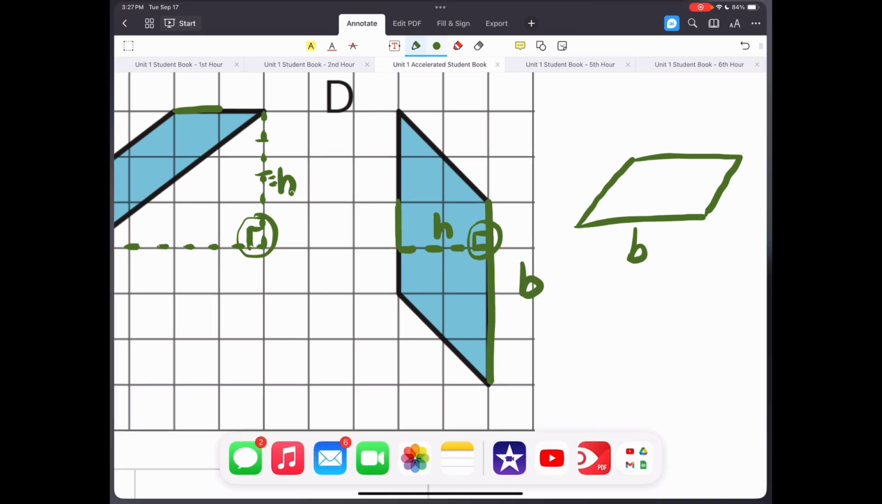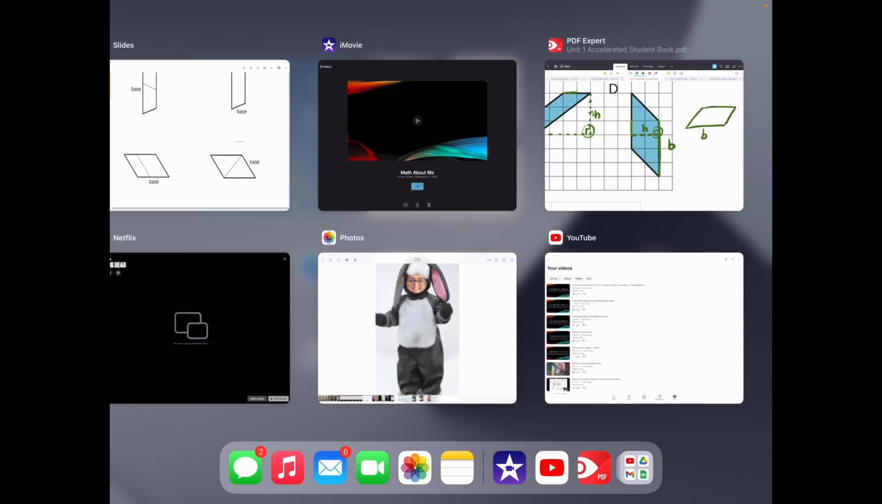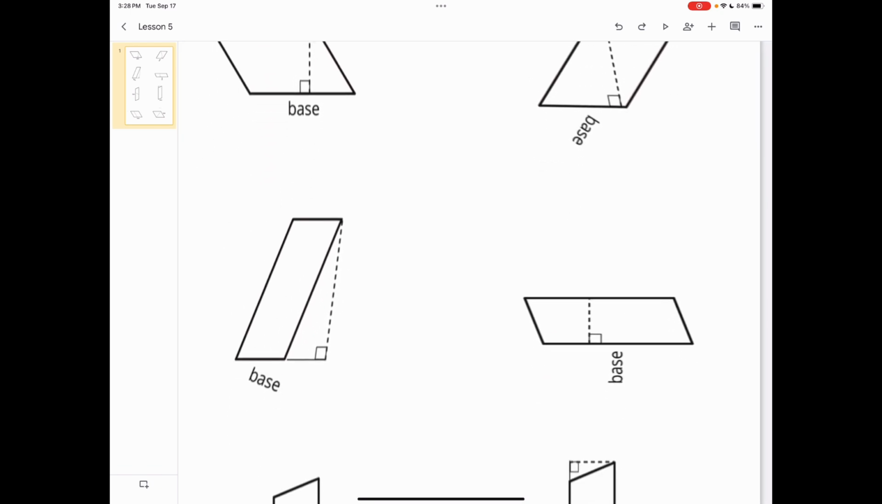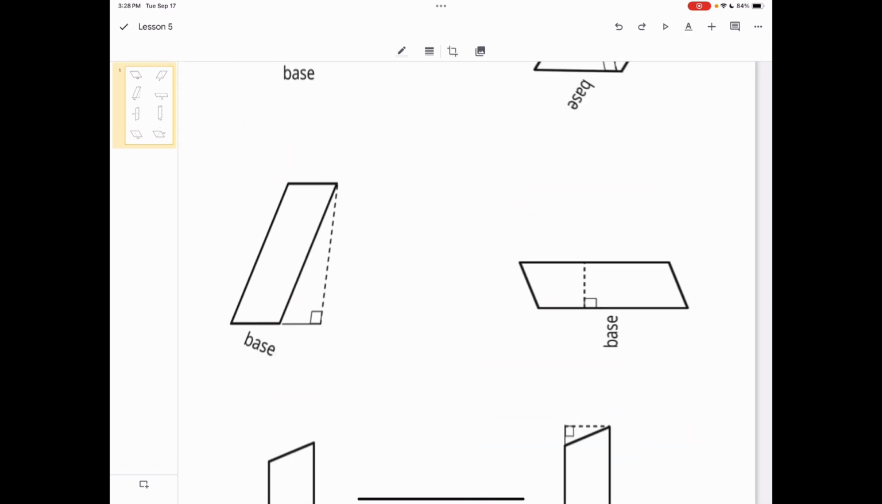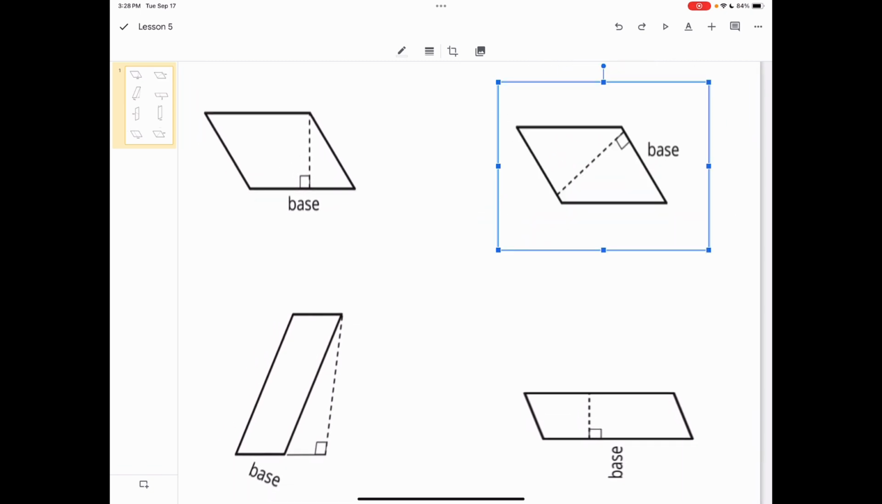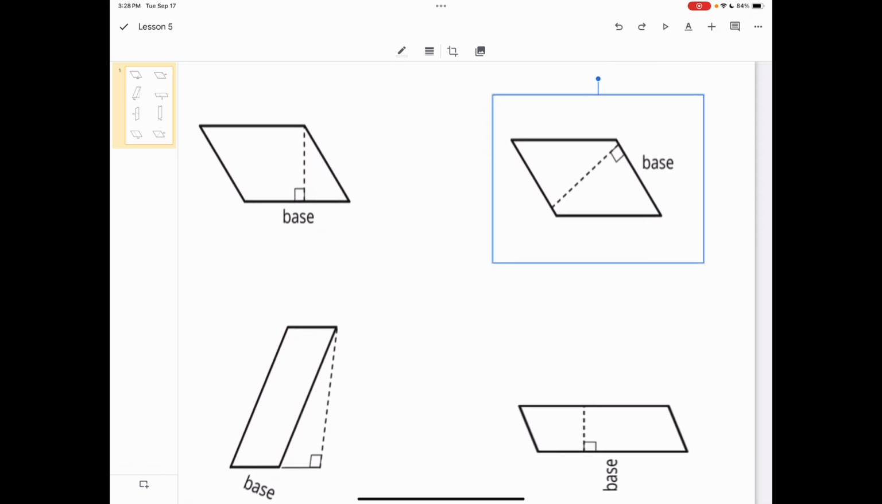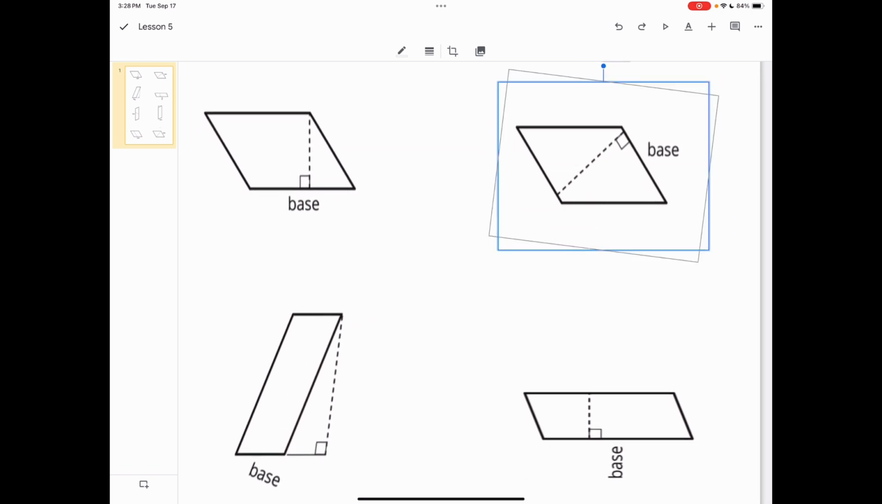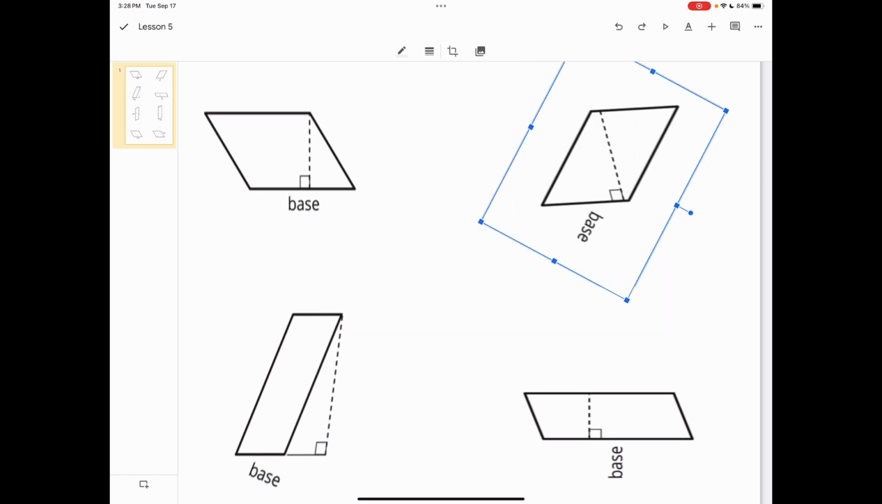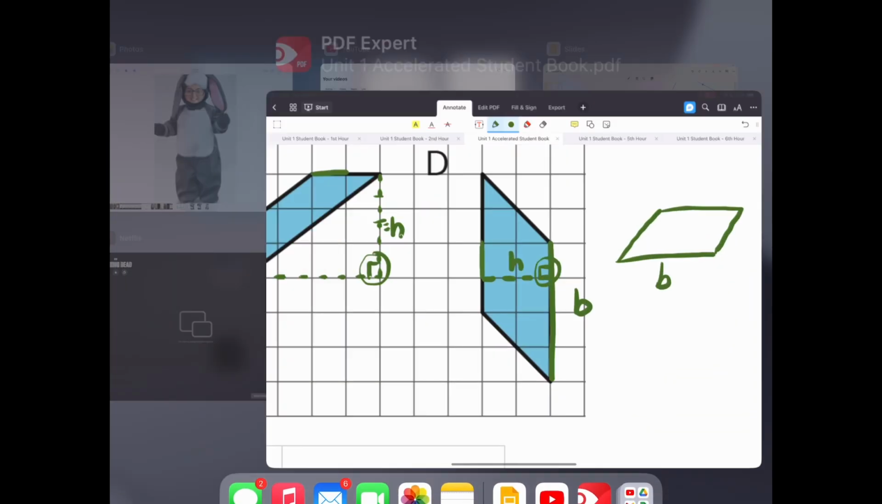So I can show you on my book. When I have a situation where the base is on its side, like this situation where they're labeling that the base is on its side, I can actually rotate my book and make it look like the base is on the bottom. Gotta rotate a little bit more. Now it looks like my base is on the bottom, and then you can see my 90-degree angle. This is actually taken out of the general book, so that's where that came from.